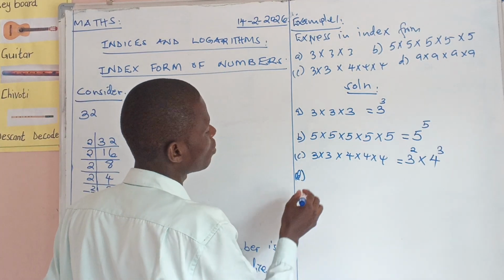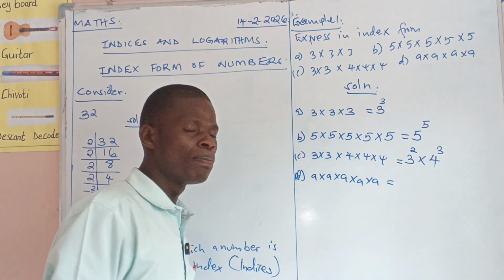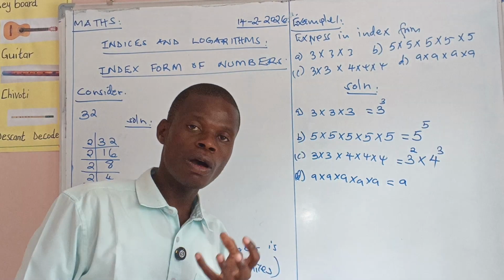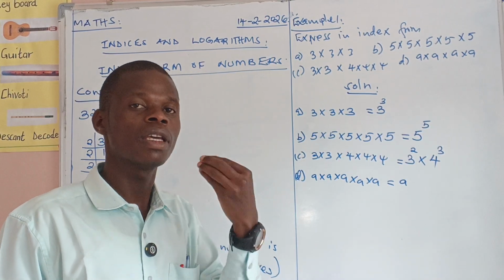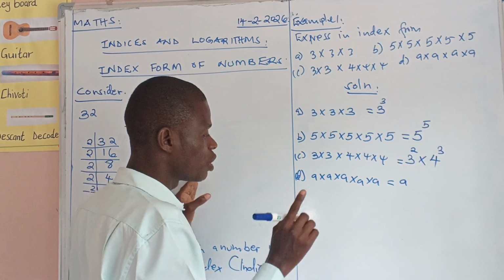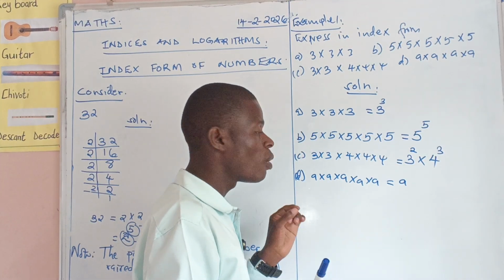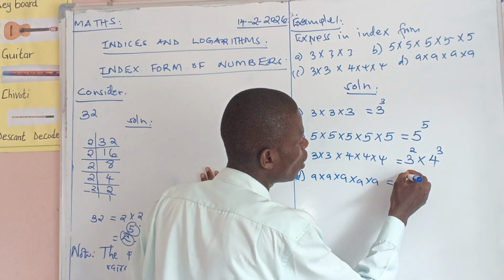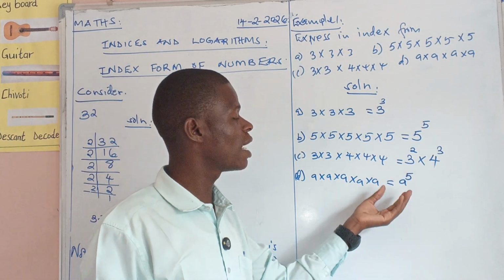D, what do I have? A times A times A times A times A. So what is our base here? The number we are multiplying, which is A. Then what is our power? The number of times we are multiplying A. You need to understand that. So A, the number we are multiplying, will form our base. The number of times A is multiplied will form our power, which is 1, 2, 3, 4, 5. So this is now A raised to power 5. It is written as A, the base, 5 the power, read as A raised to power 5.